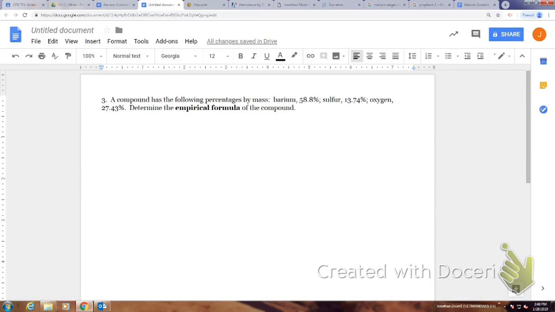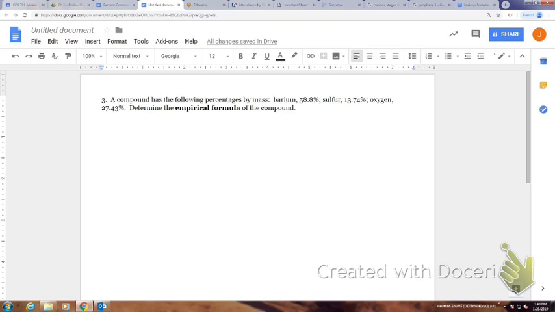Okay, so we're working on number 3. It says a compound has the following percentages by mass: barium 58.8%, sulfur 13.74%, oxygen 27.43%. Determine the empirical formula. So the empirical formula, remember, is the lowest, most reduced form of a chemical formula.